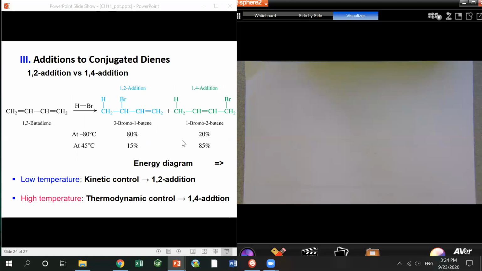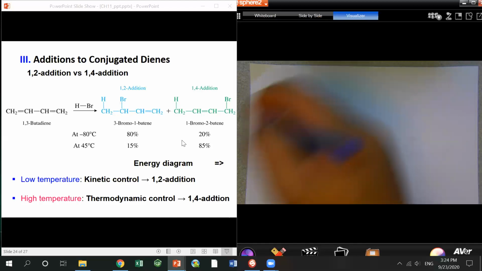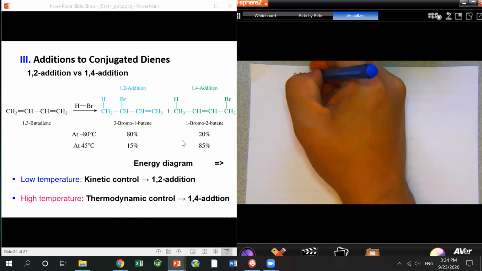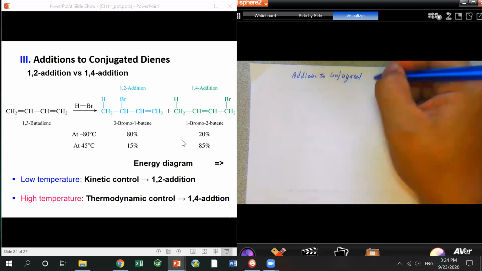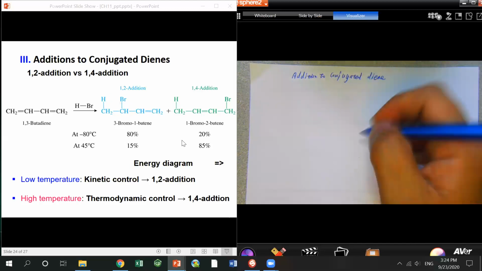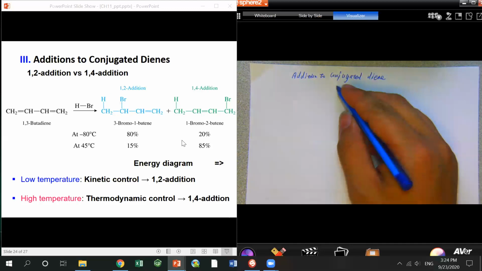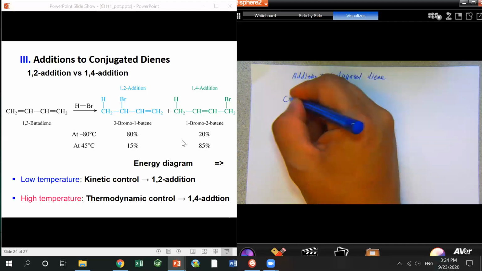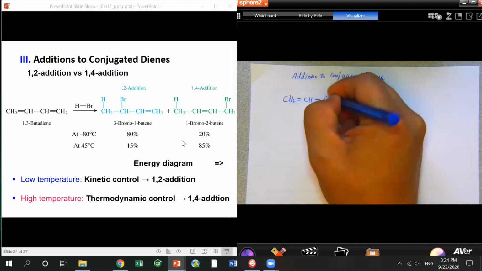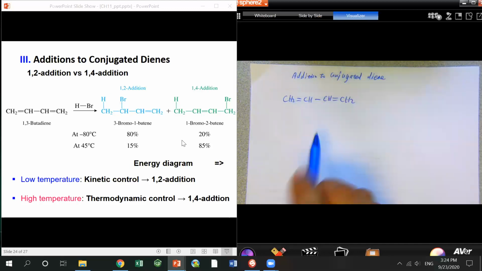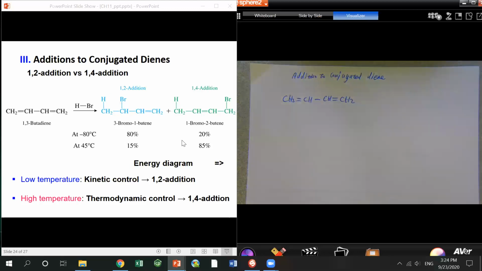All right, the last reaction of the chapter is conjugated addition to conjugated dienes. Before we learn that, let me review what a conjugated diene is. A diene has two double bonds. A conjugated diene has two double bonds separated by one single bond: double bond, single bond, double bond. That is what we call conjugation.